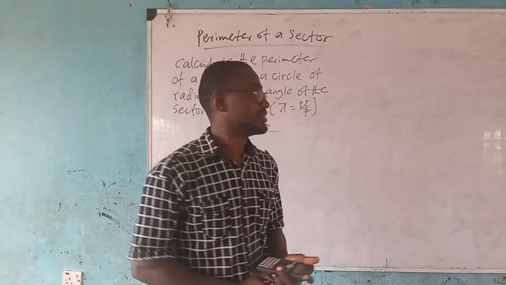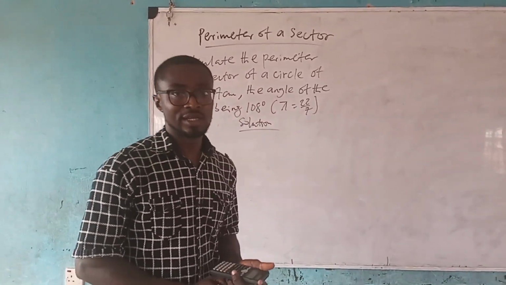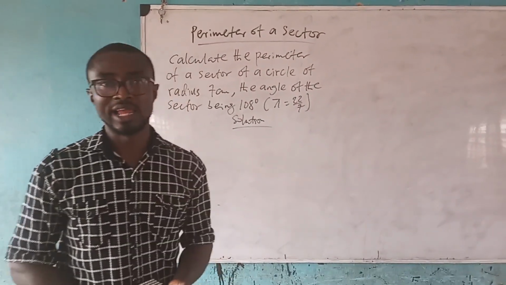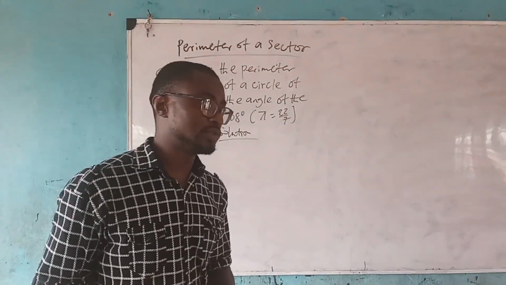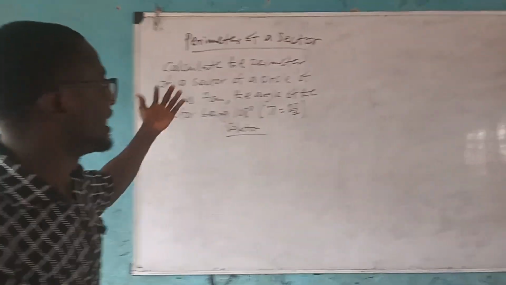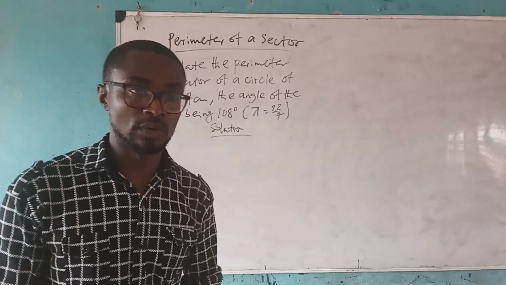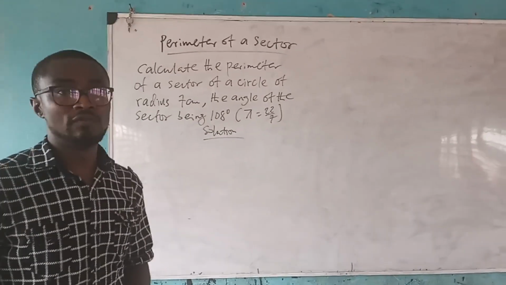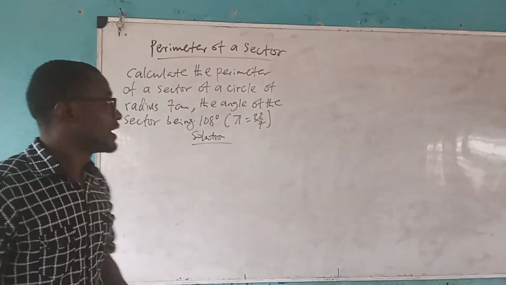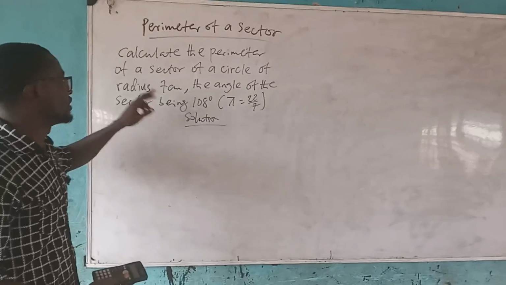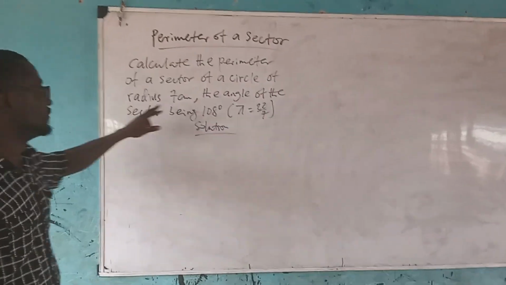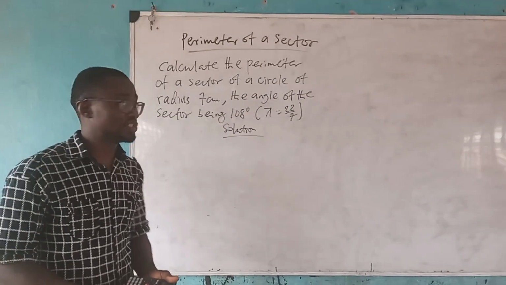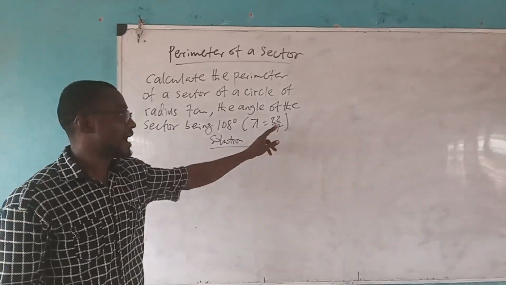Okay, in today's class, as you can see before us, we have a practical question to solve. Just like in our last class, where I introduced how to derive the formula for calculating the perimeter of a sector, today we are going to be applying that formula in solving this very question. We are told to calculate the perimeter of the sector of a circle of radius 7 centimeters, the angle of the sector being 108 degrees, and we have to take pi as 22 over 7.